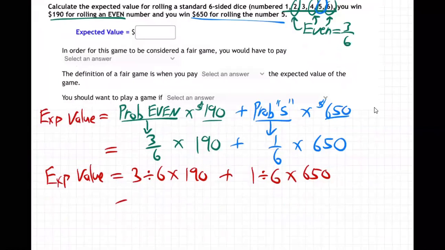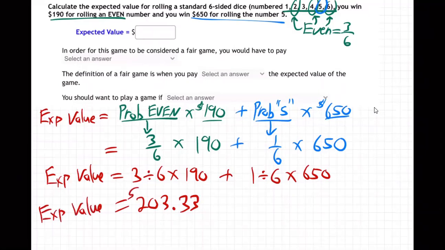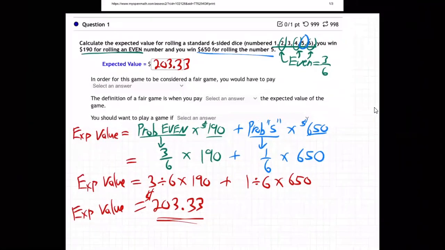And I'm getting 203.33. Just round to the nearest penny. This is money, right? So the expected value is $203.33. That's the expected value. And what is that number? That's the average amount of money that you expect to win when you play this game.